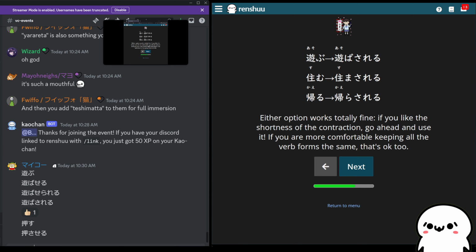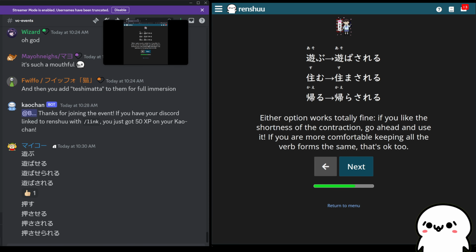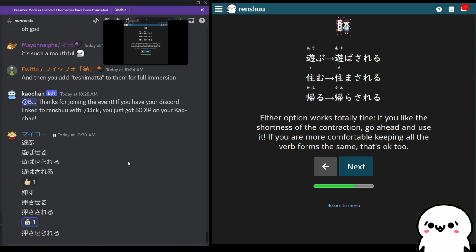Let's see if I can type this. You might see the problem. Osasareru. Those two sa's, those don't really look too great. Osaserareru. So you typically see this one, the full one. The contraction one, you don't really see.